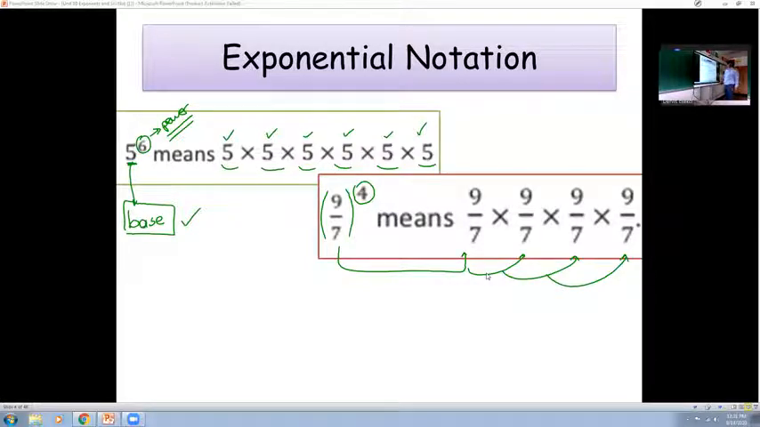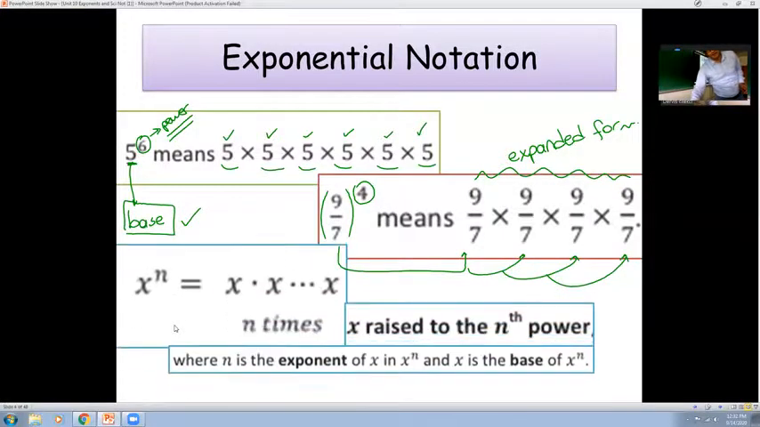All right, this is called an expanded form, because you expanded it, right? So it's pretty much about it, and let's move on.